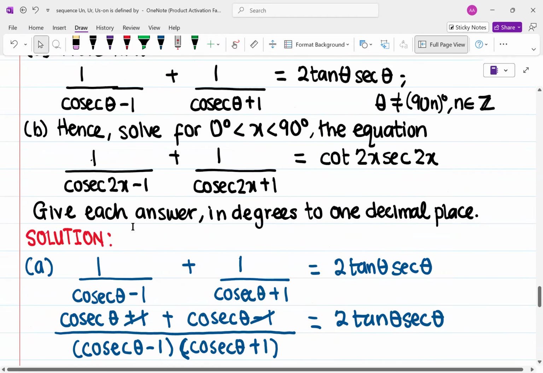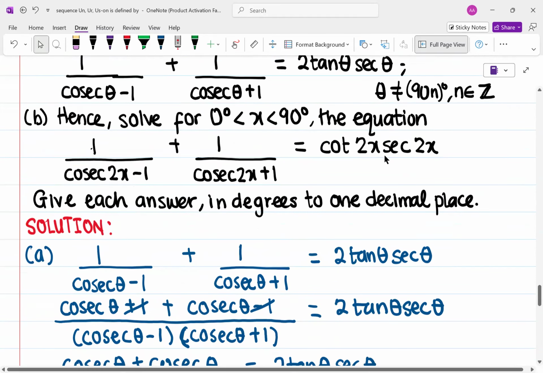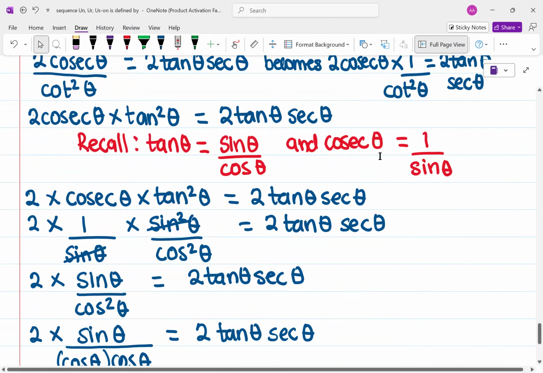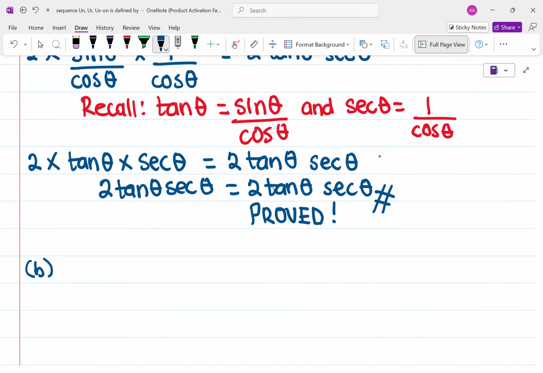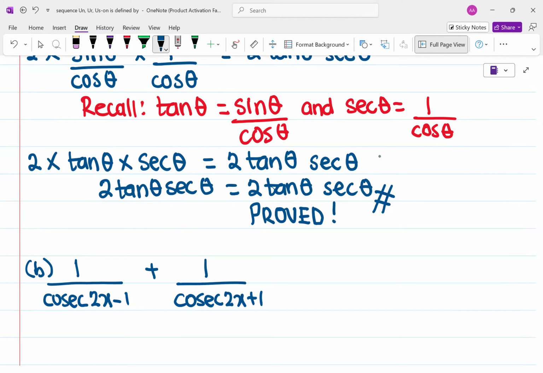For B, they said hence, solve for theta, 0 degree less than x less than 90 degree, the equation 1 over cosec 2x minus 1 plus 1 over cosec 2x plus 1 equals cot 2x sec 2x. So what do we do here now? You can see it is related to each other. What we have in our A is related to what we have in our B. So invariably, I will state here that 1 over cosec 2x minus 1 plus 1 over cosec 2x plus 1 is equals to what?